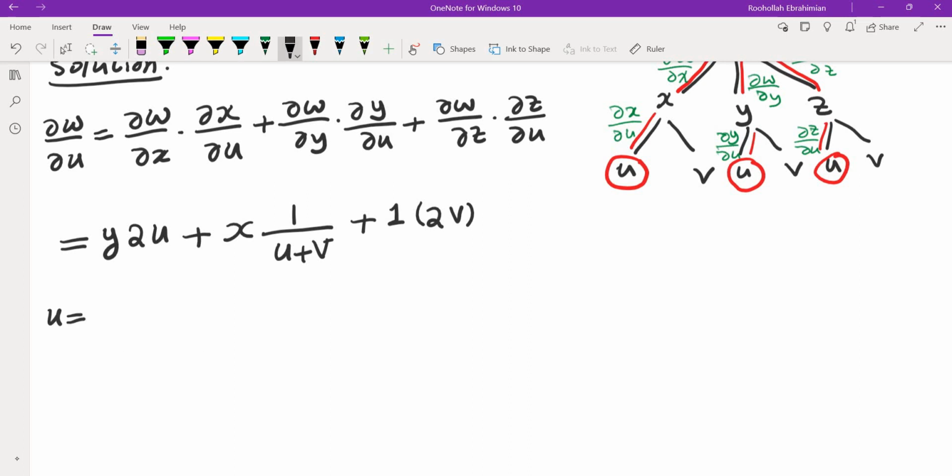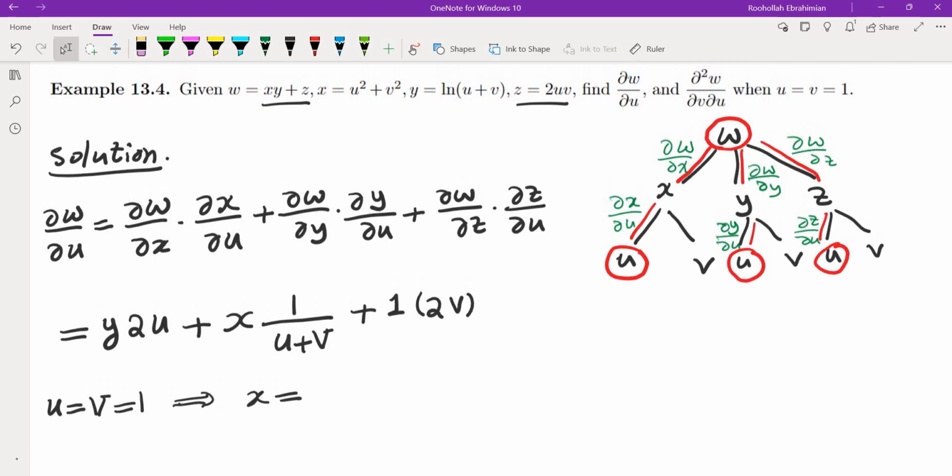Now they said u and v are equal to 1. In order to be able to evaluate this one, we need to find x and we also need to find y. So let's see what x and y were. X is 1 squared plus 1 squared, which is 2. And y is natural log of 1 plus 1, which is natural log of 2.